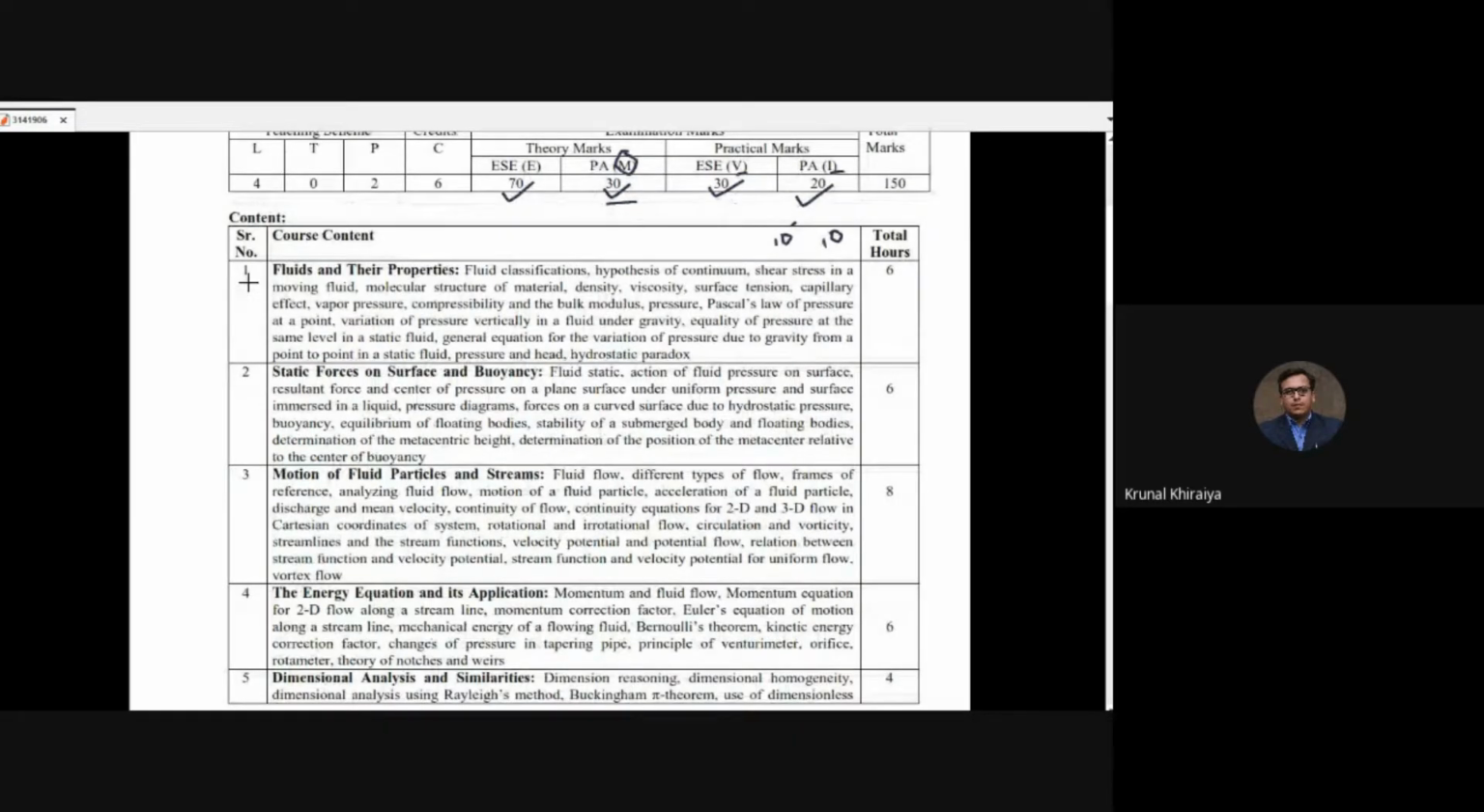In the syllabus, the first unit is fluid and its properties. Today we are going to start this. In this chapter we have to learn the basics of fluids and the different properties. In the second unit, we need to learn about static forces on surfaces and buoyancy.